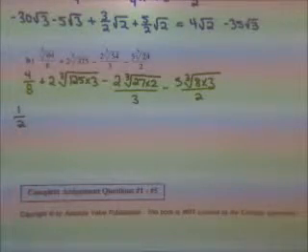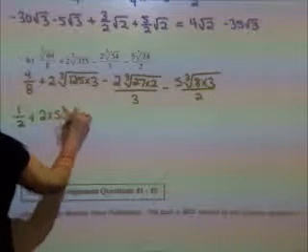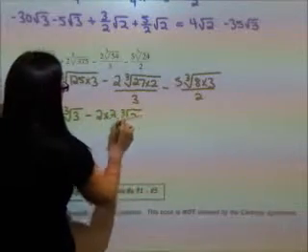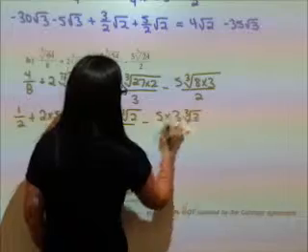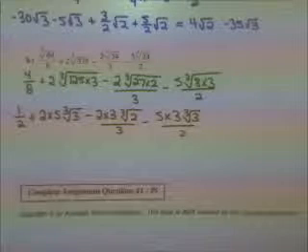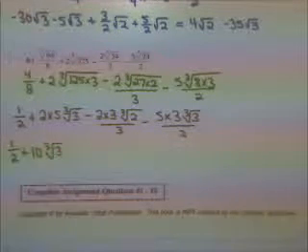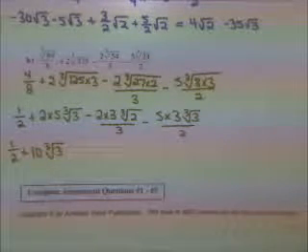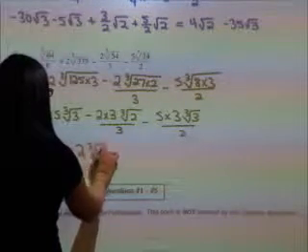So 4/8 becomes 1/2. Cube root of 125 is 5, so I get 2 times 5 cube root 3 minus 2 times 3 times the cube root of 2 over 3 minus 5 times 3 times the cube root of 3 over 2. So it is a little bit messier because I've got these fractions to deal with. So we've got 1/2 plus 10 times the cube root of 3. But this one right here, we've got 2 times 3, which is 6. 6 divided by 3 is 2. So minus 2 times the cube root of 2.